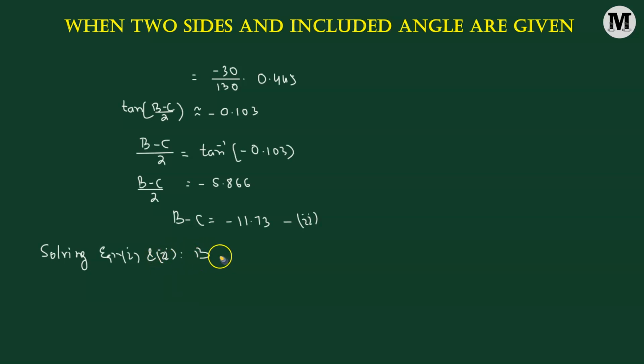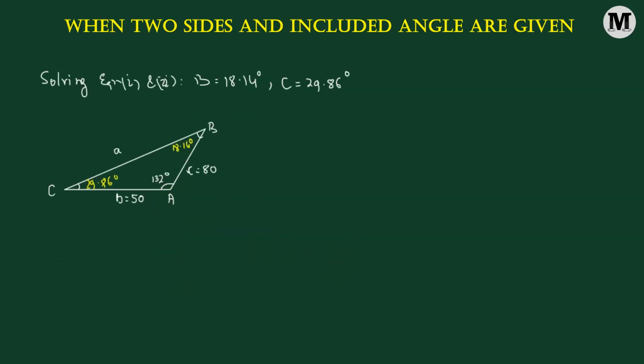So B comes out to be equal to 18.14 and the angle measure of C comes out to be 29.86. These are all approximate values, but I'm using the equality symbol here. So here we have successfully obtained the angle measure of B as well as C. So these are all going to be in degrees. Okay. So for the triangle ABC, we have successfully obtained the angle measure of B and C. The final task will be to find out the measure of the side a, the third side a.